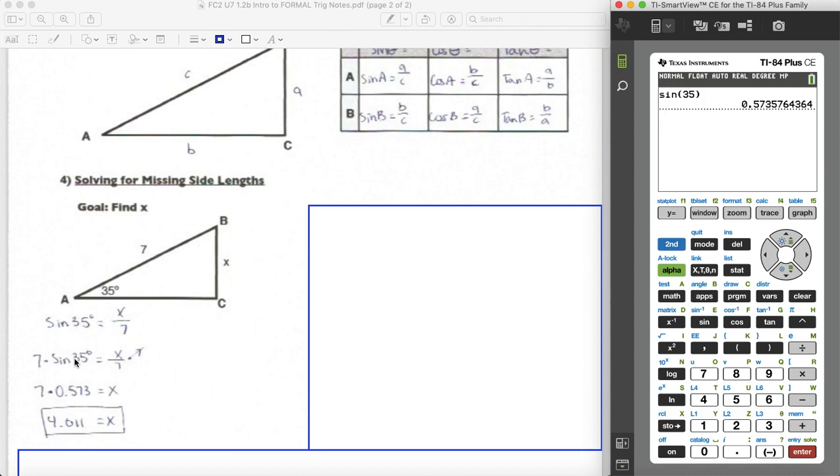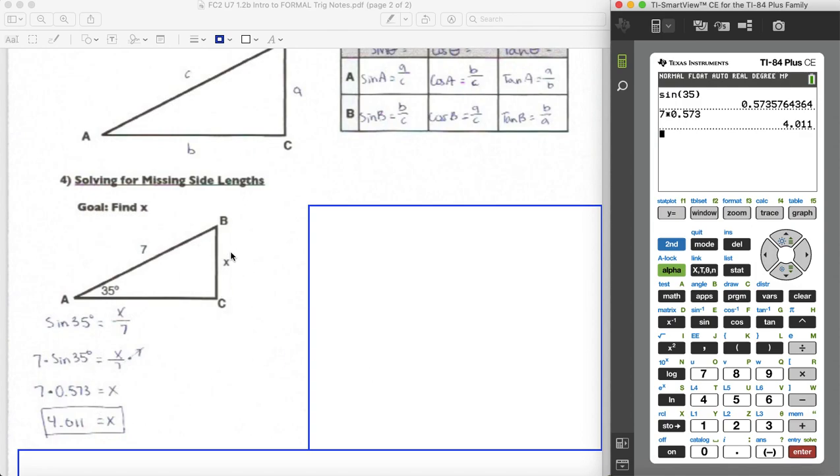It's an actual number. It's that ratio. So 7 times 0.573 equals x. Can I solve for x now? Will I get a number? I can, because 7 times a decimal gives me one single number, and that number is 4.011, because I do 7 times 0.573, and that equals 4.011. That is my side length x.